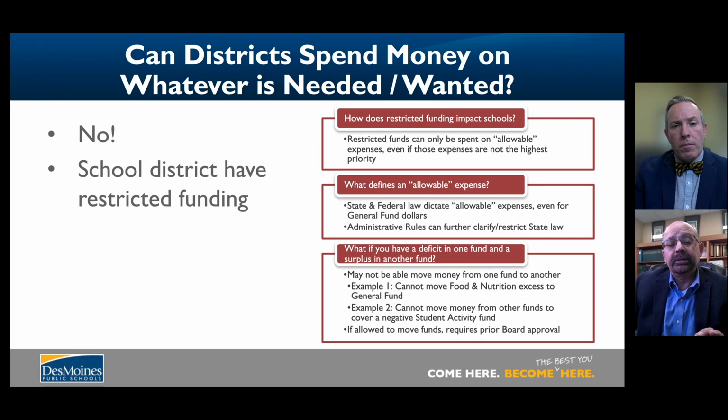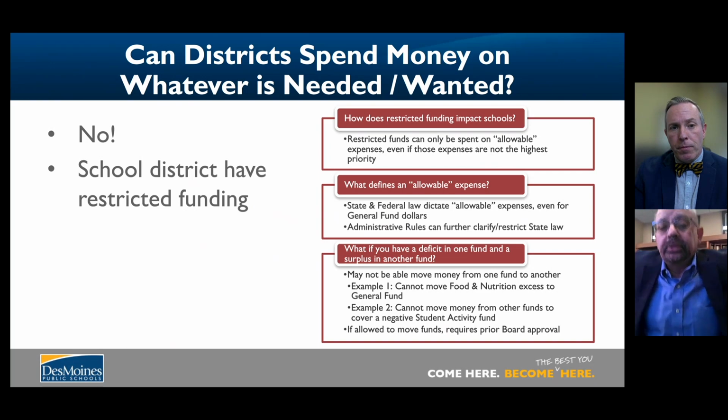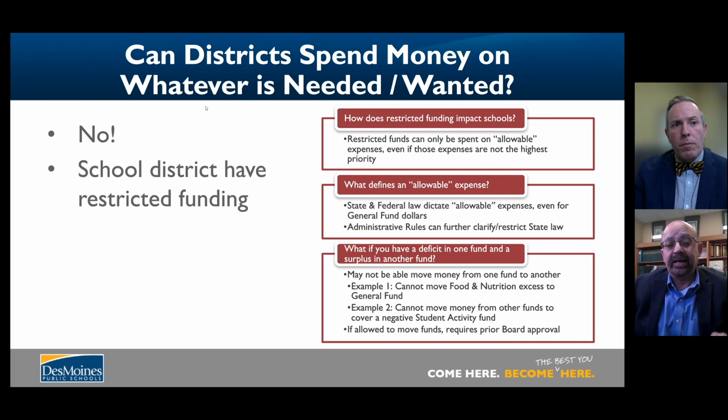So the big question is, can the district spend money on whatever is needed or wanted? And as Matt was mentioning in that complicated slide, no. The answer is no. We are limited in where we can spend the money based on what the revenue is, and that is dictated by law. In fact, we cannot even transfer money from one fund to the other unless we have board approval, and even then, it's for a limited time.